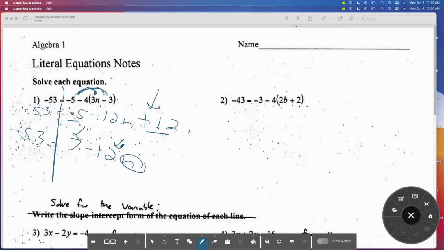What do you get rid of first, the 7 or the 12? The 7. So here I go, minusing 7 on both sides. You end up with -60 is equal to -12n. Dividing by -12, you end up with n is equal to +5. Would everybody agree with that so far?